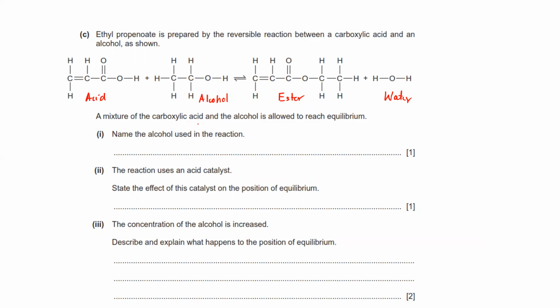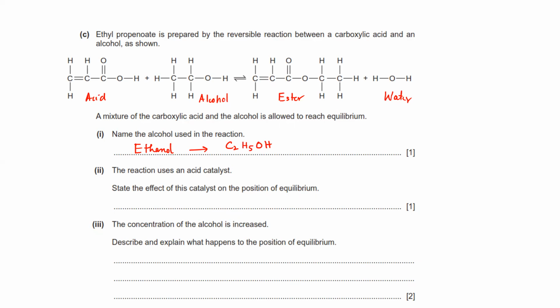So it says a mixture of carboxylic acid and alcohol is allowed to reach equilibrium. So name the alcohol used in this reaction. So the alcohol is ethanol. The formula is C2H5OH. Okay. So this is ethanol.